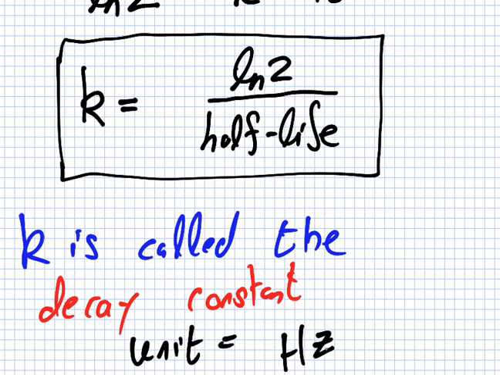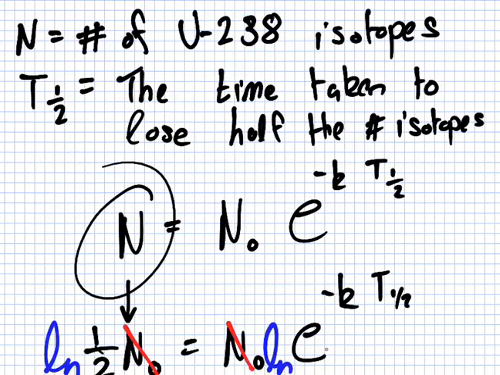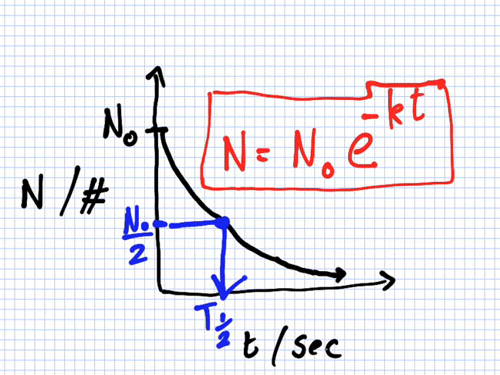Okay, so we need something else to do with this now. So to recap, we have two formulas in total. We have this one for the k, and this one here for the N. So formula 1 and formula 2.